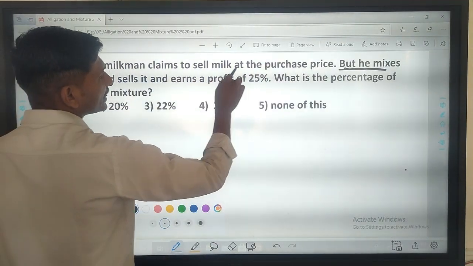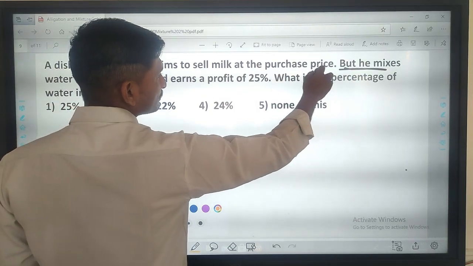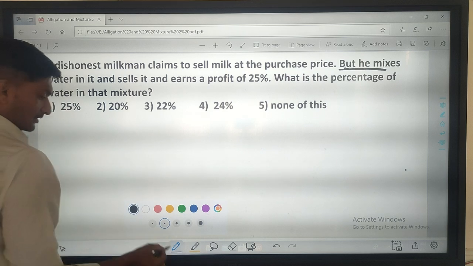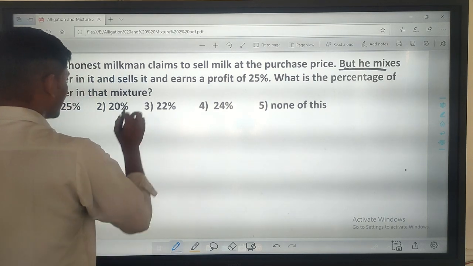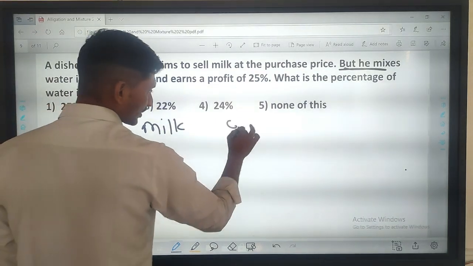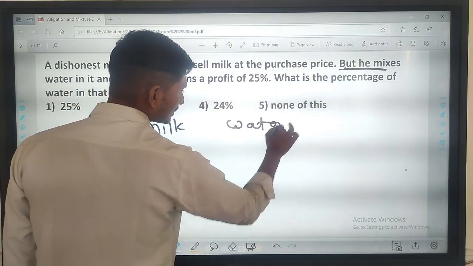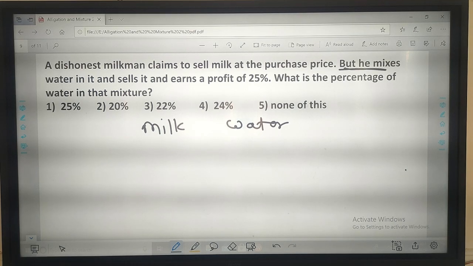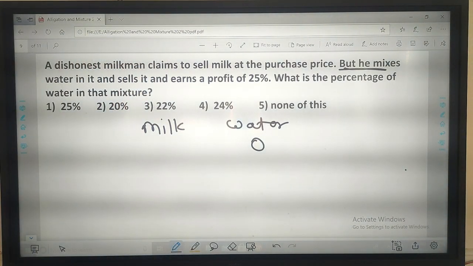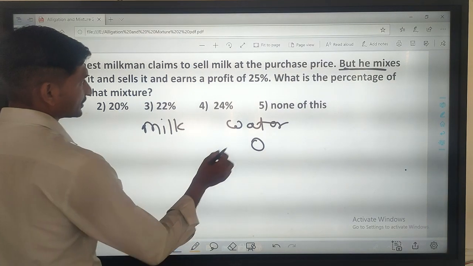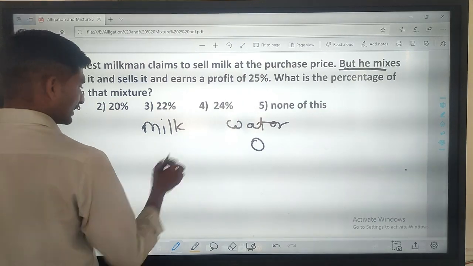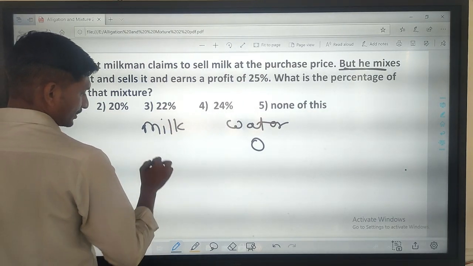The milkman claims to sell the milk at the purchase price, but he mixes water in it. Then this is a mixture of milk and water. Then the cost price of water is 0. And the cost price of milk, if no percent is given, then 1 or 100.